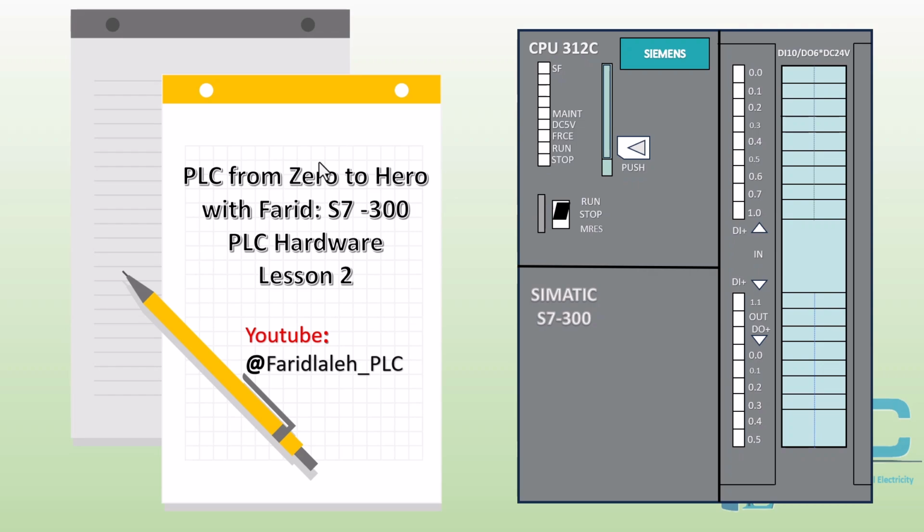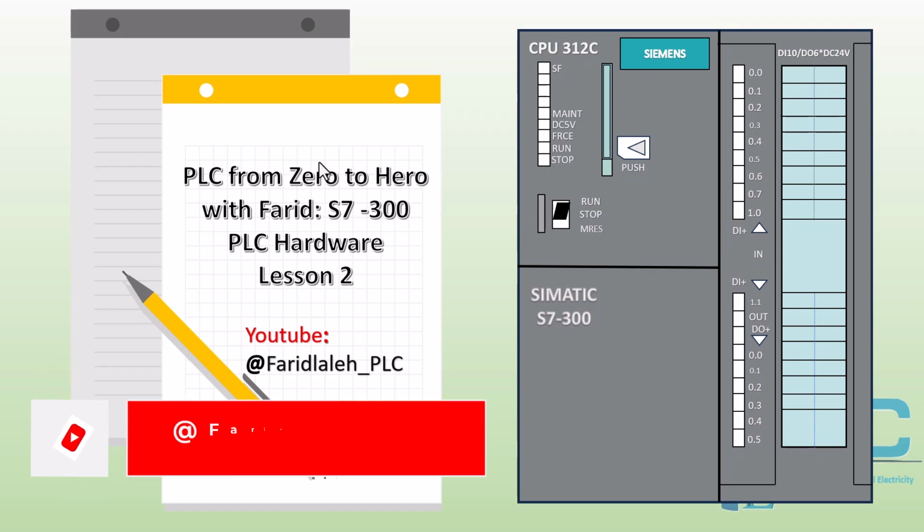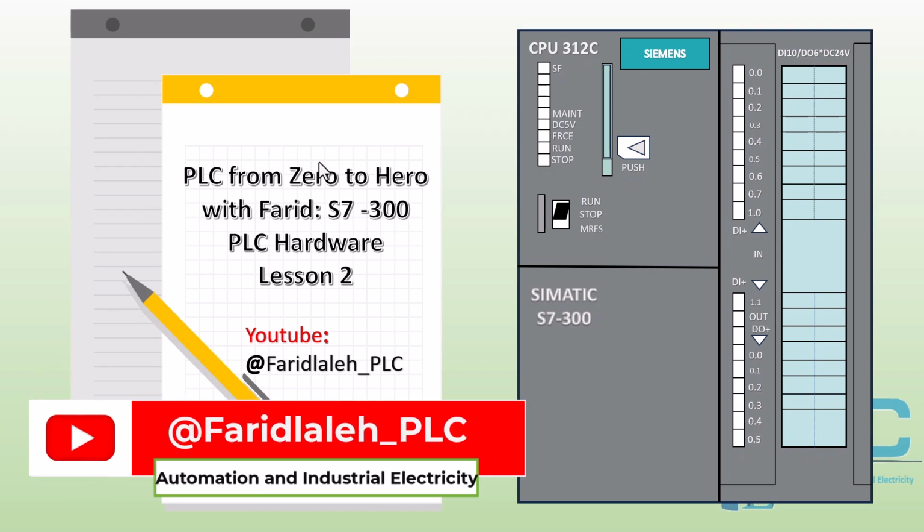In the previous session, we explored the power supply and Siemens S7-300 CPUs. Today, we'll take a closer look at digital and analog input and output modules, followed by a discussion on wiring digital input and output modules. Let's get started.